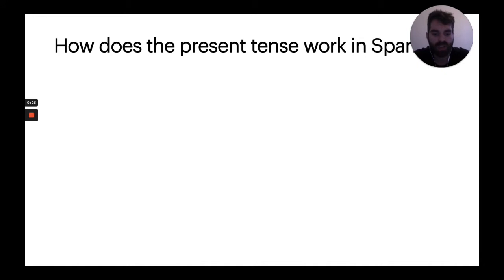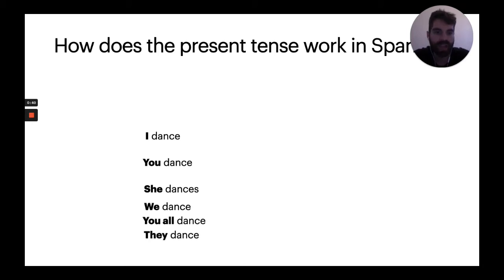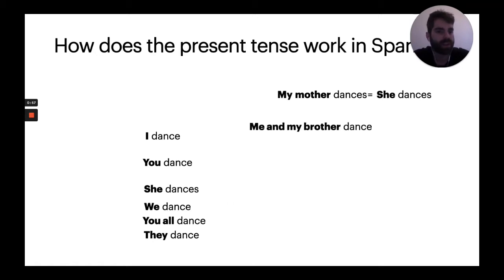So we know that because it is the present tense, the actions happening are going to be in the present. For example, I dance, you dance, she dances, we dance, you all dance, or they dance would be examples of the present tense. If we had something like my mother dances, my mother would be equivalent to she. If we have something like me and my brother, that would be equivalent to saying we.